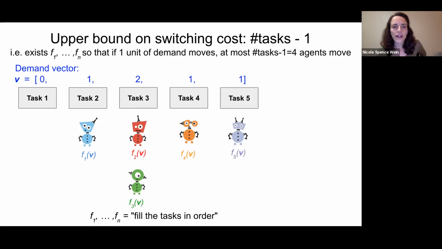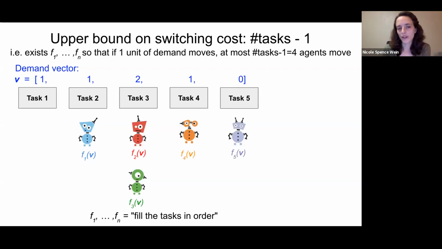Okay, so why does this achieve switching cost number of tasks minus 1? If you think about it, the worst thing that can happen here, to get the most agents to move, is that a unit of demand gets moved from task 5 all the way to task 1. So let's imagine that happens. We just moved a unit of demand from task 5 to task 1.